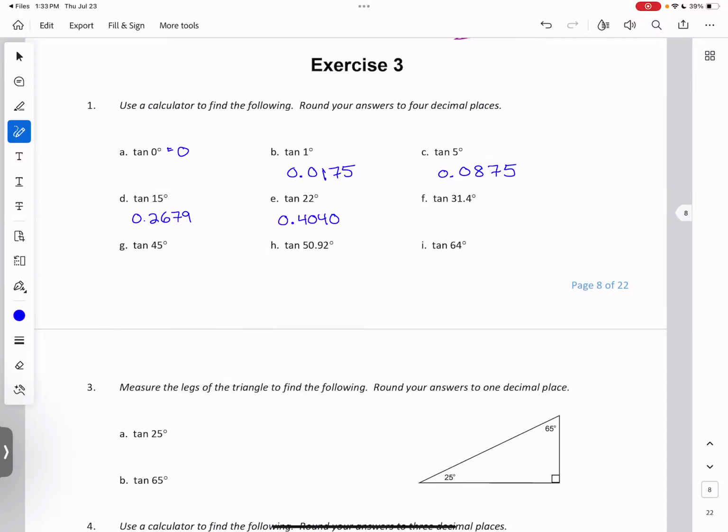And then tan of 31.4 is 0.6104. Tan of 45 is 1.